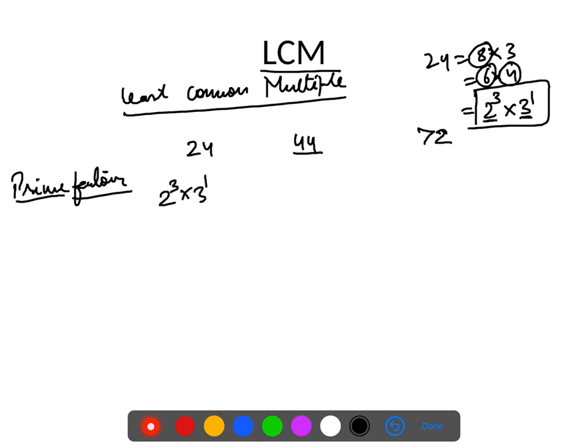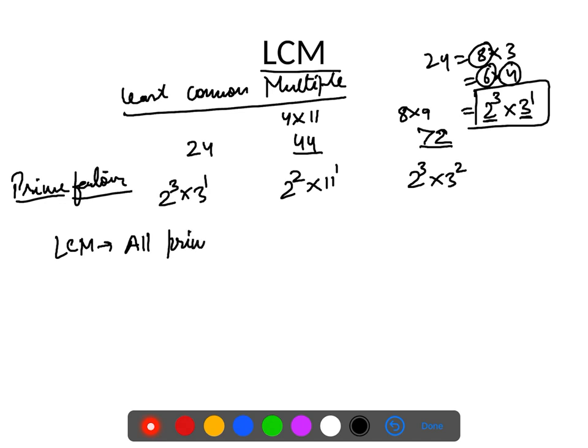44 is 4 into 11. 4 would be 2 square, so 11 raised to power 1. 72 is 8 into 9. 8 is 2 cube, 9 is 3 square. So now the numbers have been broken down into prime factors. Now for LCM, we need to pick all the prime numbers available in the three original numbers. 2 is there, 3 is there, 11 is there, okay? There is no other prime number available in the three original numbers.